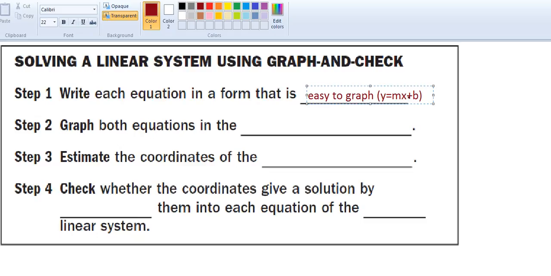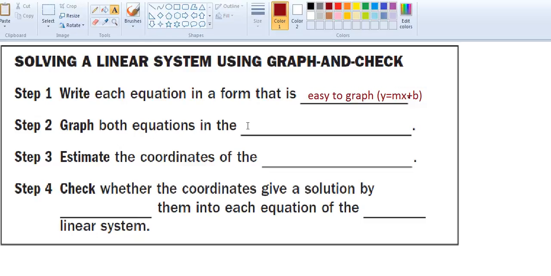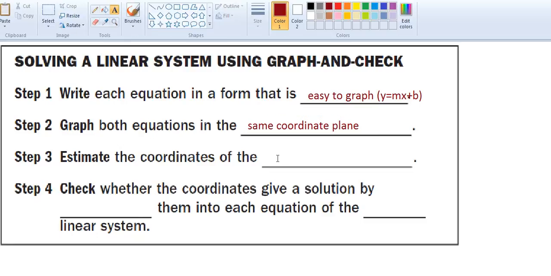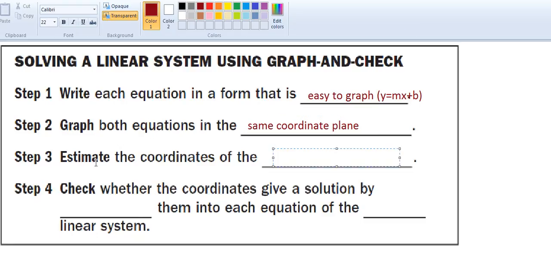Now, the next thing we're going to do after we've done that is graph both equations in the same coordinate plane. Sounds pretty easy. Then what we have to do is, now watch this word estimate here. This is kind of important. We're going to be estimating the coordinates of the point of intersection. Now, I believe on the first page we probably called that the solution. And I had you skip this, but point of intersection is a good enough word. It's pretty easy to understand. It's where the lines cross.